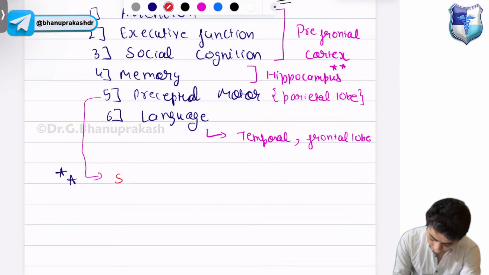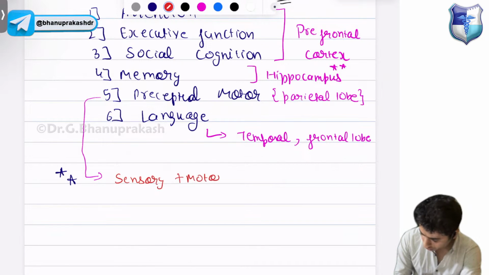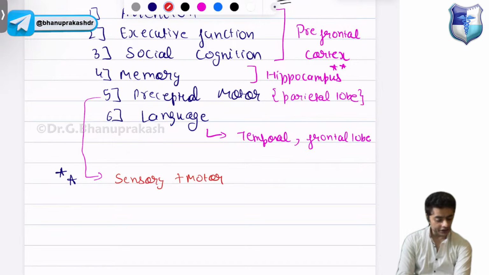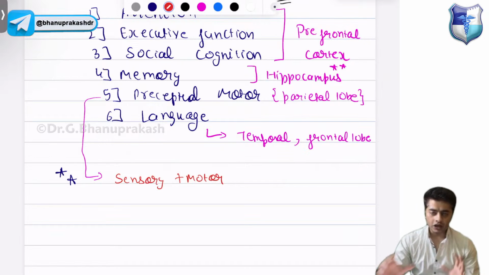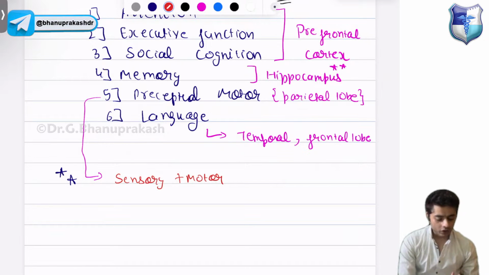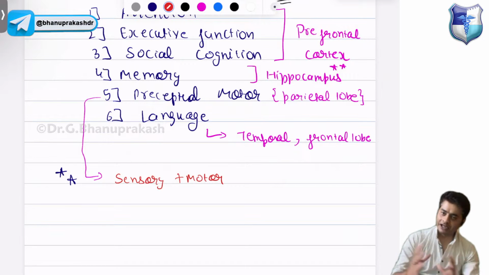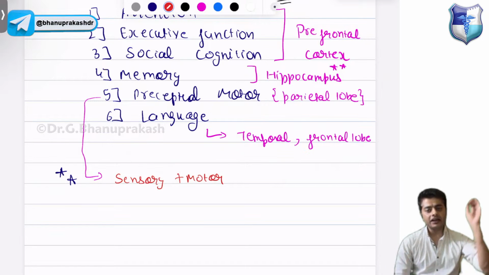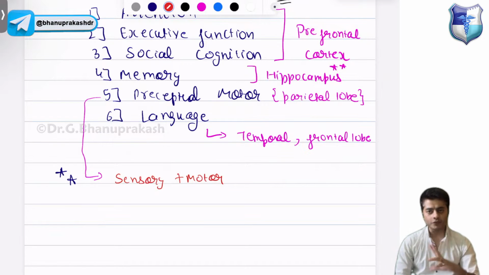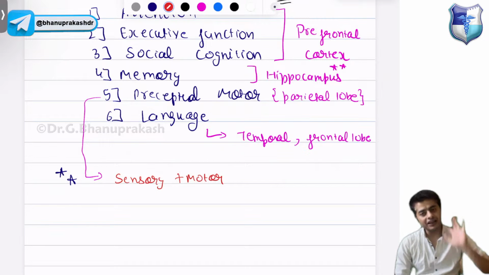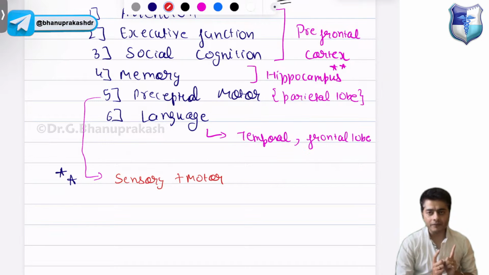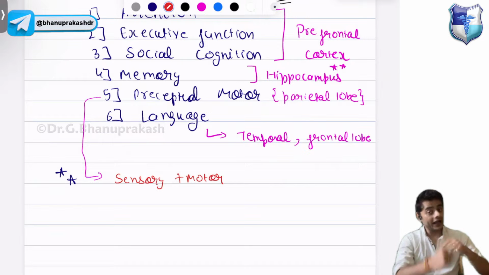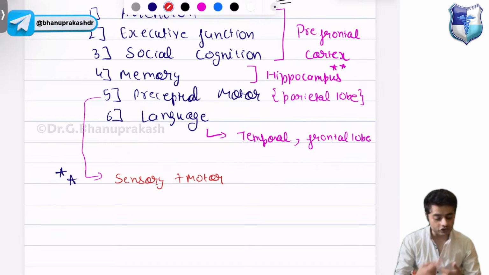It is a combination of your sensory as well as your motor. Now, suppose right now I am playing cricket and I am standing on the boundary. Suddenly a catch comes to me. By my eye, I am seeing that ball. So there is some sensory part involved in this because I am seeing that ball, and I am also running. So my motor part is also involved.